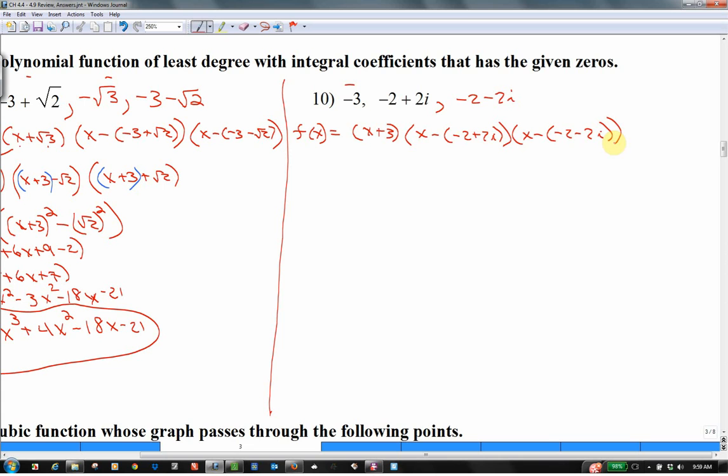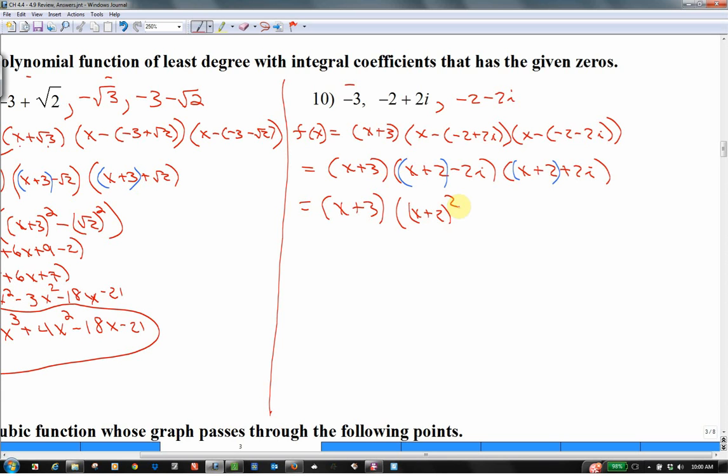All right. So I have x plus 3. Distributing the negative, that would be x plus 2 minus 2i, x plus 2 plus 2i. This is a difference of squares again. Notice that if I treat the x plus 2 like its own little thing in parentheses, I do have a difference of squares. So let's go ahead and simplify. Okay, so writing it as a difference of squares, let's simplify more.